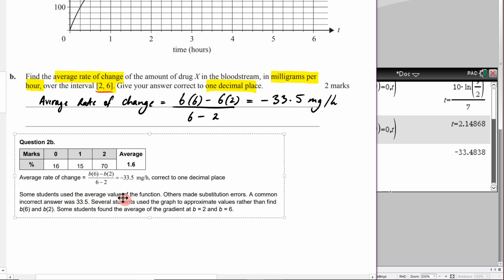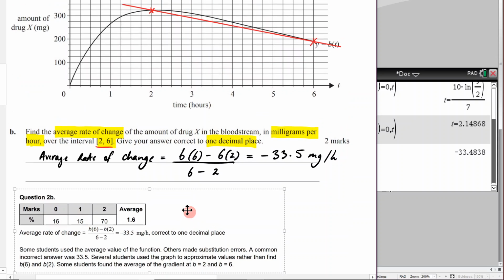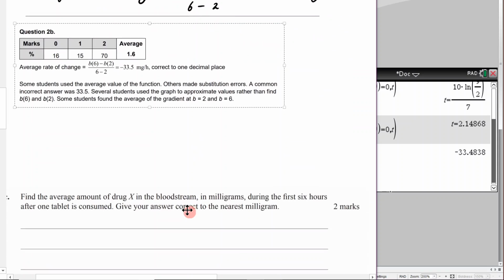Some students used the average value of the function. Others made substitution errors. A common incorrect answer was 33.5, so it was incorrect if you left out the units. Oh, sorry, no. They forgot the negative as well. Several students used the graph to approximate values rather than find B6 and B2. Some students found the average of the gradient at B2 and B6. Okay, so just people making some silly mistakes there. All right, let's keep on going.